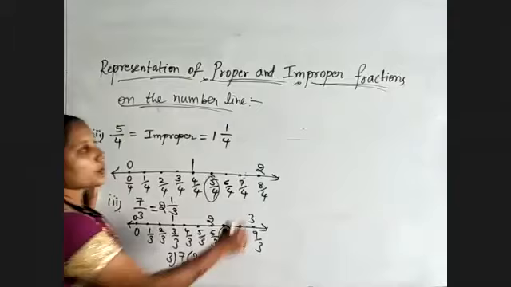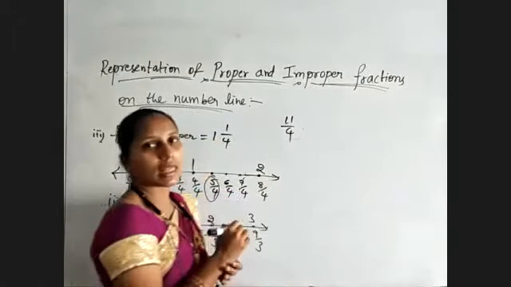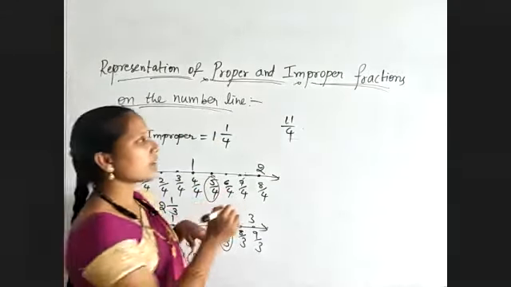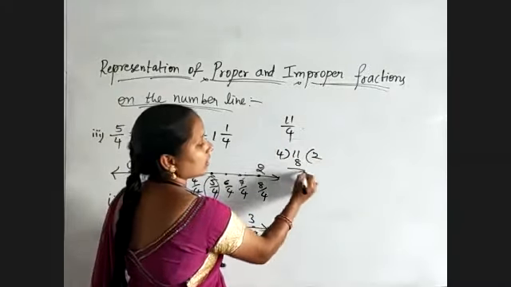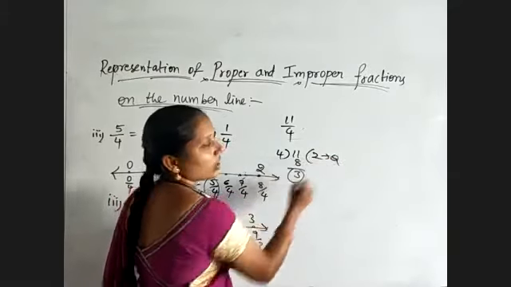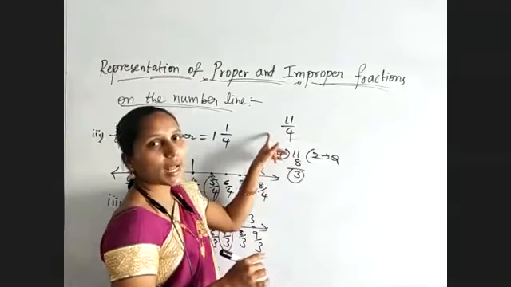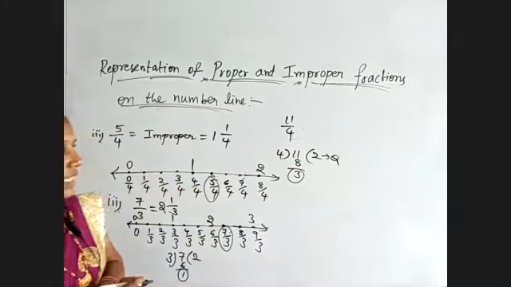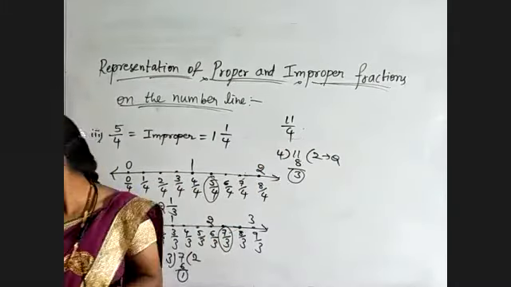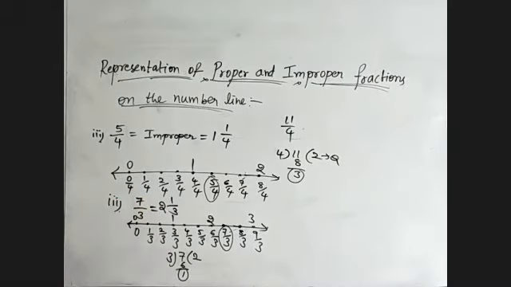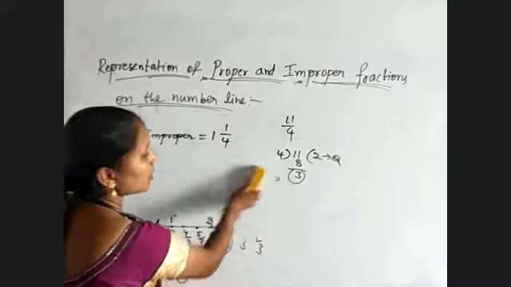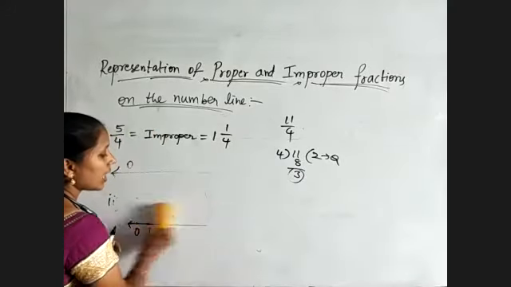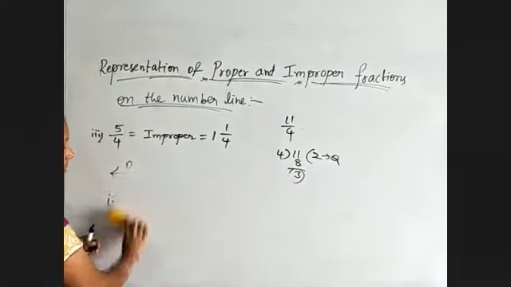Okay. See, first suppose I have given 11 by 4. Where does it lie on the number line? That is my question. In that case, what will you do? First convert it into mixed fraction. 4 2s are 8, 3 is left. Quotient 2 we got. So compulsorily it is lying between 2 and 3. That's all. Okay, we will see some examples for representation of fractions on the number line, and tomorrow we will start exercise problems.